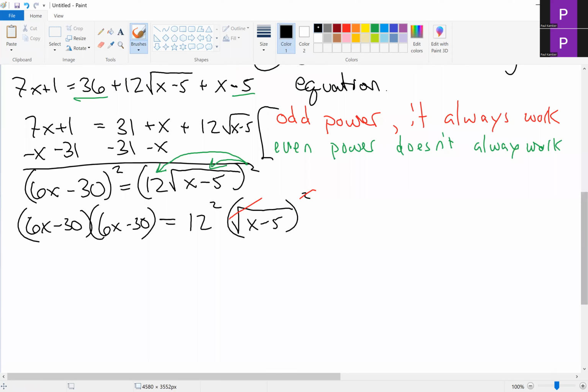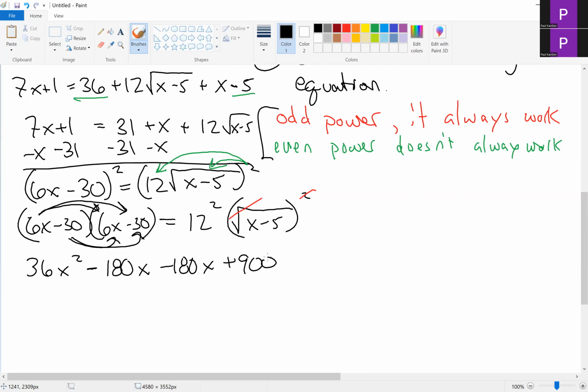On the left side, we have a whole bunch of work. We have 6x times 6x is 36x squared. Then we have 6x times negative 30. That's going to be negative 180x. And then negative 30 times 6x is negative 180x. And then negative 30 times negative 30 is positive 900. That's going to be equal to 12 squared, which is 144, times all that's left, which is the x minus 5.